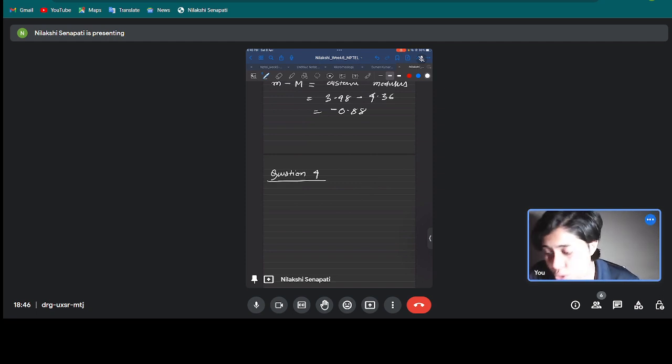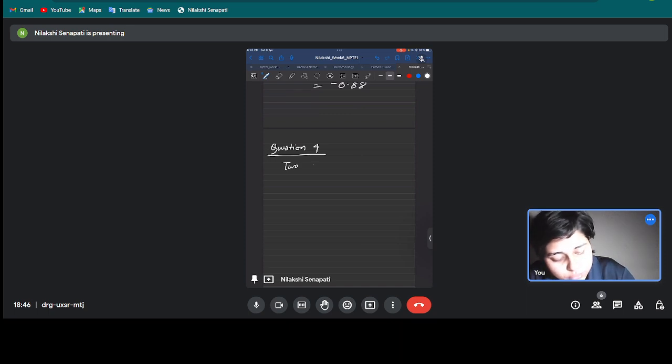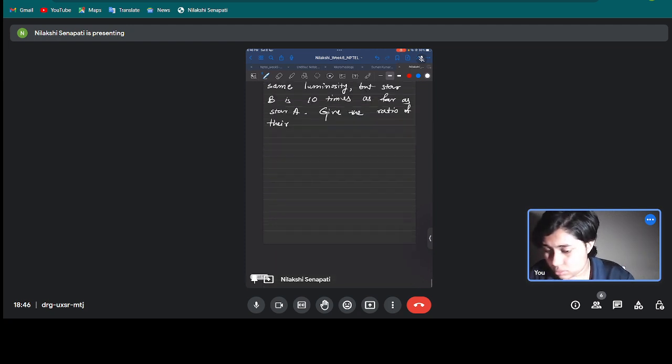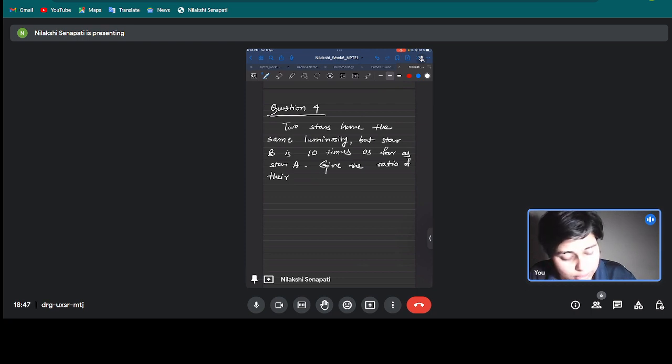Question 4 is telling: two stars have the same luminosity, but star B is 10 times as far as star A. Give the ratio of their fluxes and the difference in the apparent magnitude.